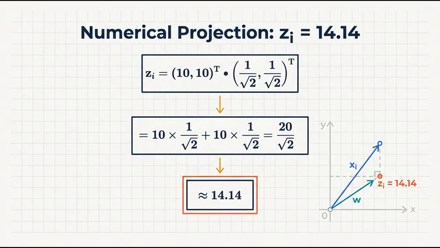Our centered point is x_i equals the transpose vector (10, 10), and we project it onto a diagonal line represented by w equals the transpose vector (1 divided by the square root of 2, 1 divided by the square root of 2). The projected coordinate is z_i equals 10 times 1 divided by the square root of 2 plus 10 times 1 divided by the square root of 2, which simplifies to 20 divided by the square root of 2, or approximately 14.